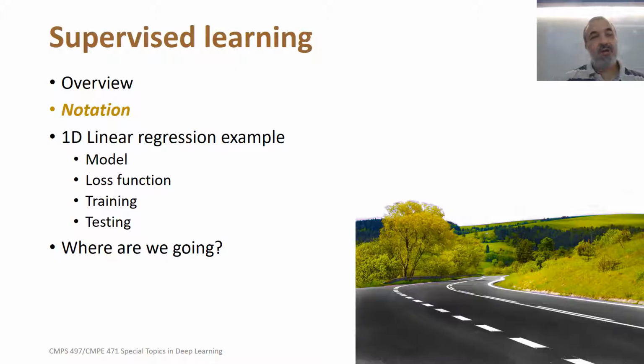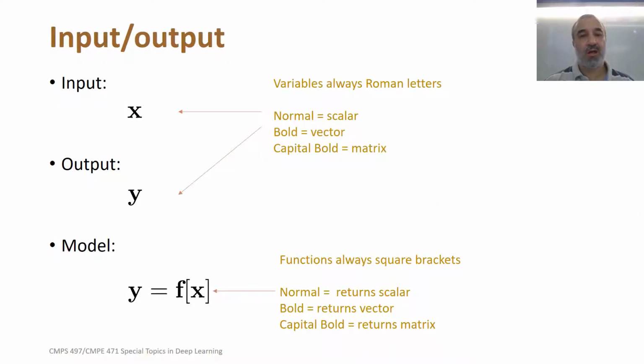Now let's talk about the notation that we will use, inshallah, in this semester, and it will match what the textbook is using. We have the input, and the input can be normal, which means that it's not bold and not italic. It means that it will be a scalar, just one value, and the output is the same. If it's bold, then it's a vector of values. If it's capital and bold, that means that it's a matrix.